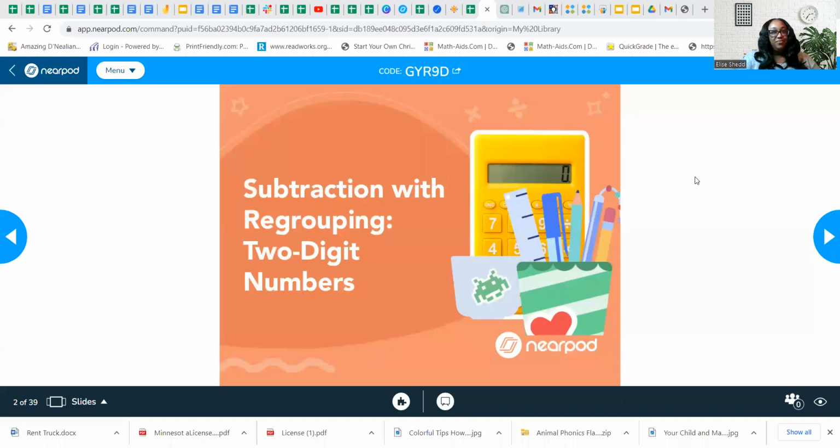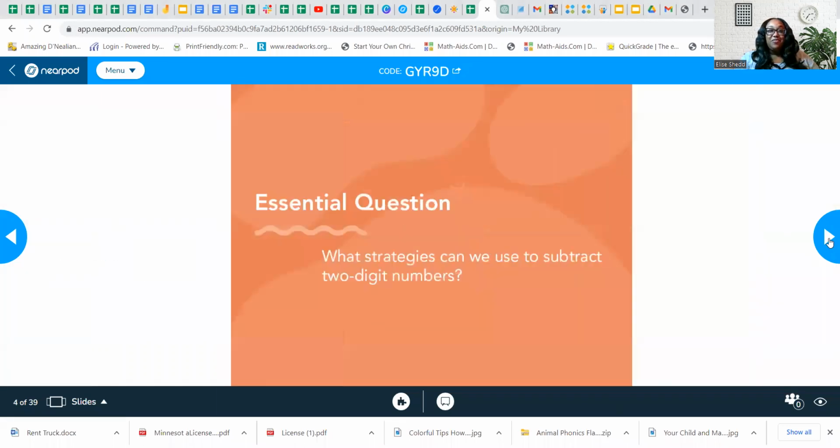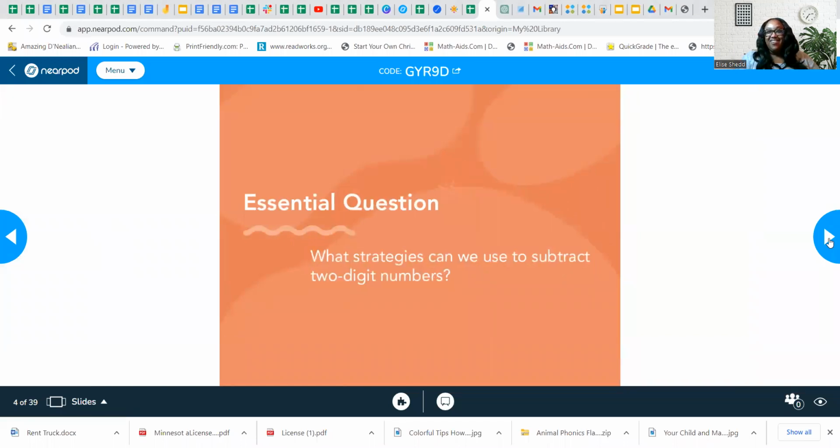All right, now, make sure everybody can see my screen. Now, we're going to be subtracting with regrouping using two-digit numbers. And of course, everyone's in. Good job. That's excellent. Now, here's our question for the day: What strategies can we use to subtract two-digit numbers? So let's see what strategy we're going to find out. I know you're excited.